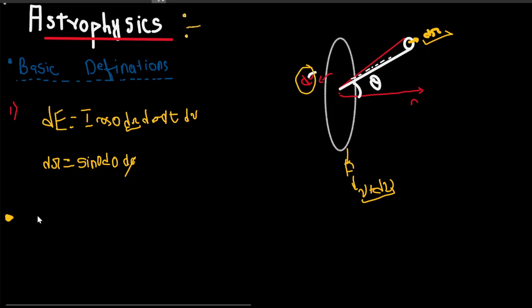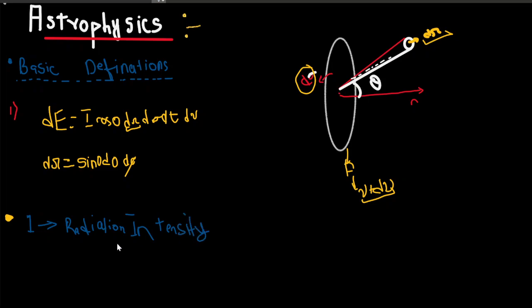So here, this I is commonly known as radiation intensity. There is a lot of confusion about what exactly the meaning of radiation intensity is, because in some books it is defined differently. So I will try to clarify what radiation intensity is here. This is the meaning of this particular I.